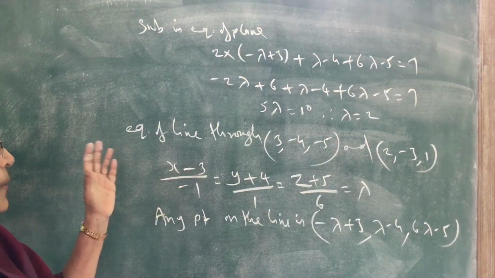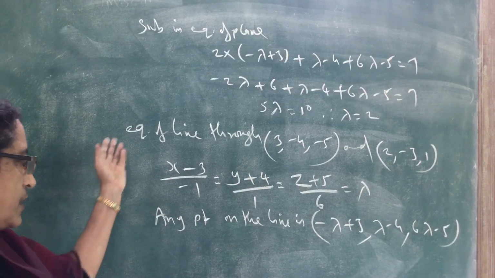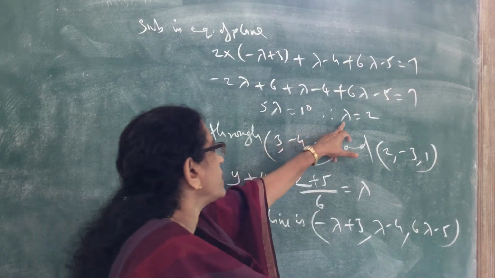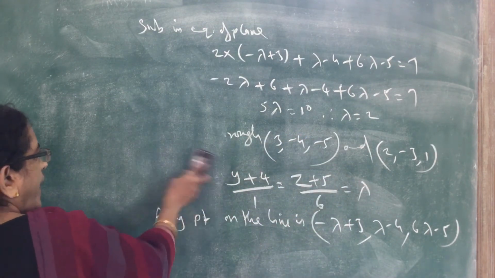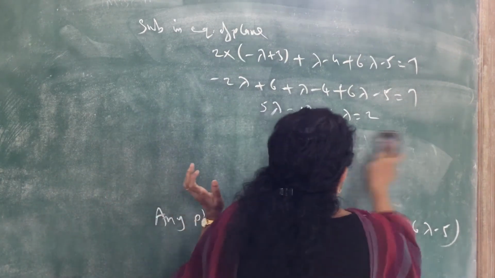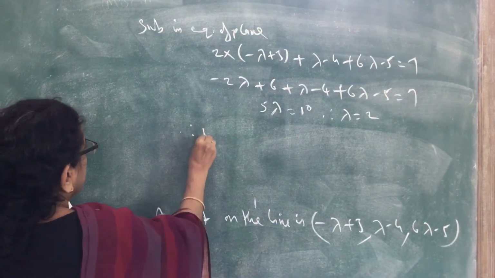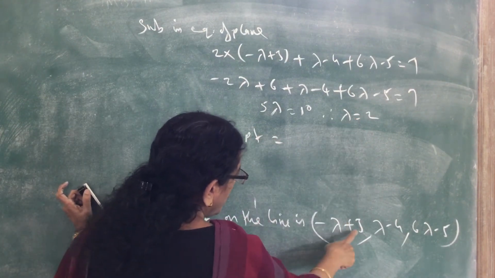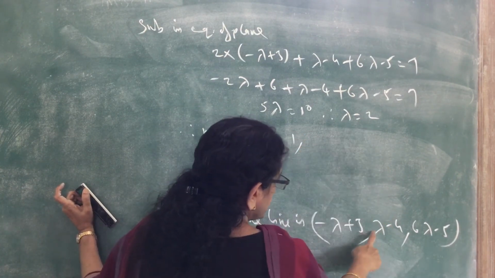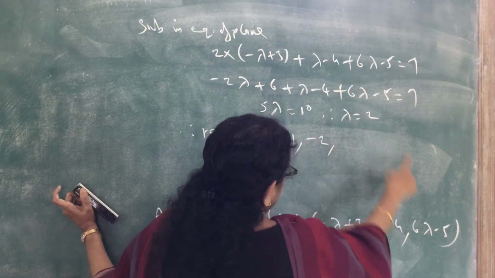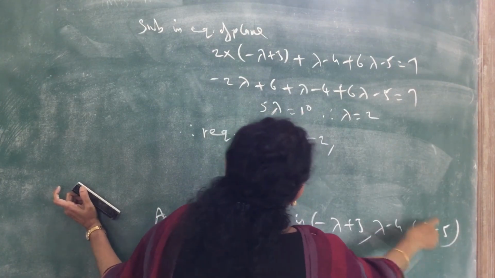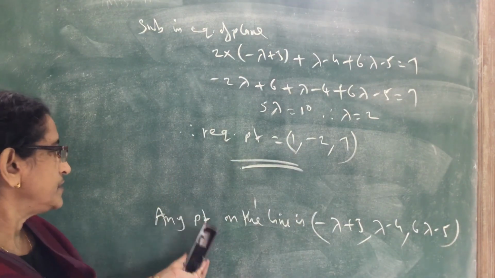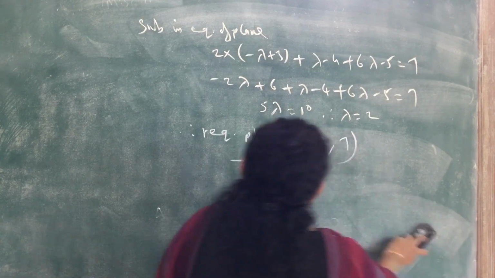Now we want to find the point of intersection of the line and plane. In the general point, in these coordinates, we can substitute lambda = 2, so we get the required point. Therefore the required point: for lambda = 2, -2 + 3 = 1, then 2 - 4 = -2, then 2 into 6 = 12, minus 5 = 7. So this is the required point of intersection of the line and plane.